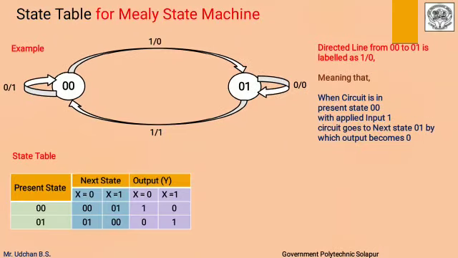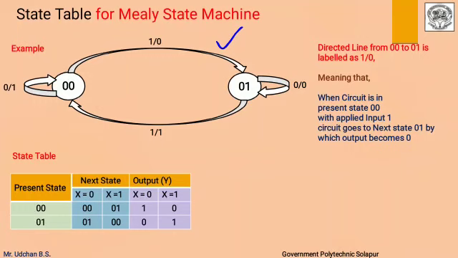Now again, here another example is taken. Here we are going to learn how to write a state table for the particular Mealy state machine. Now from this state diagram we have written the state table like this. First we have to write down all the present states available in the given state diagram. That is, there are two states 0 0 and 0 1. They are written over here.